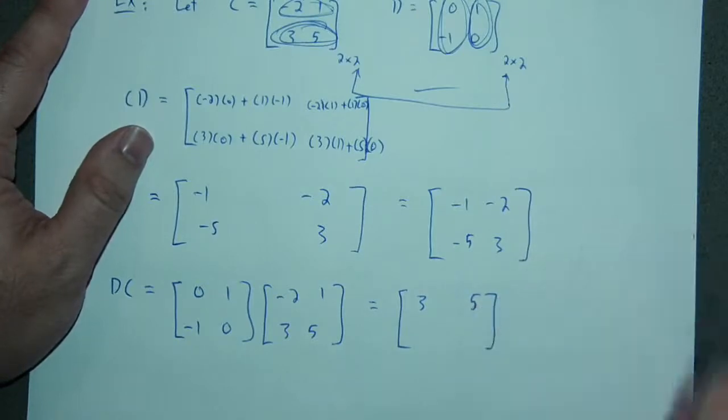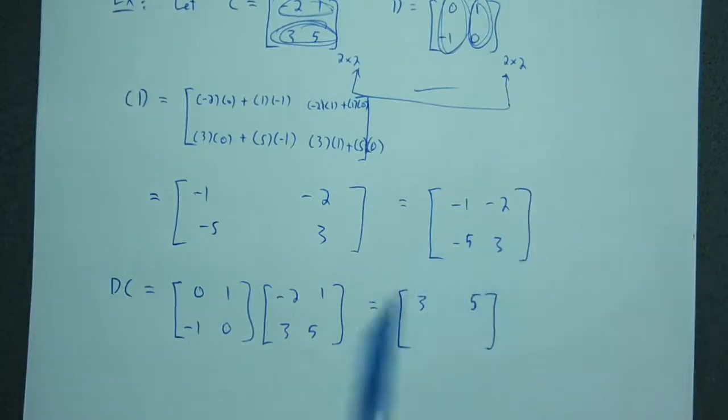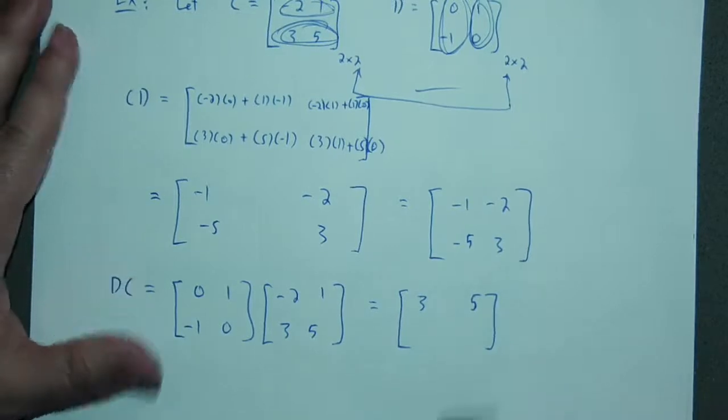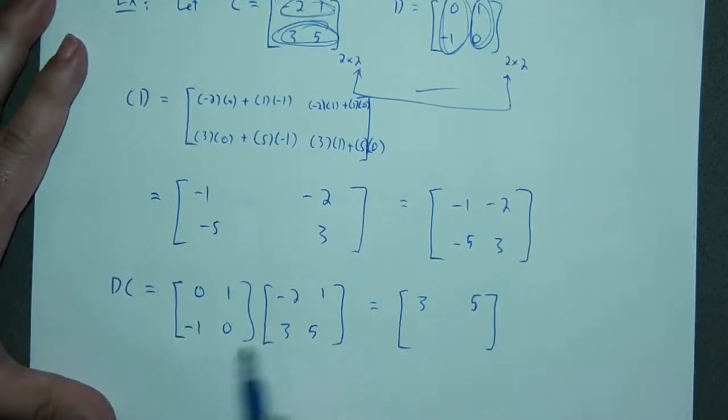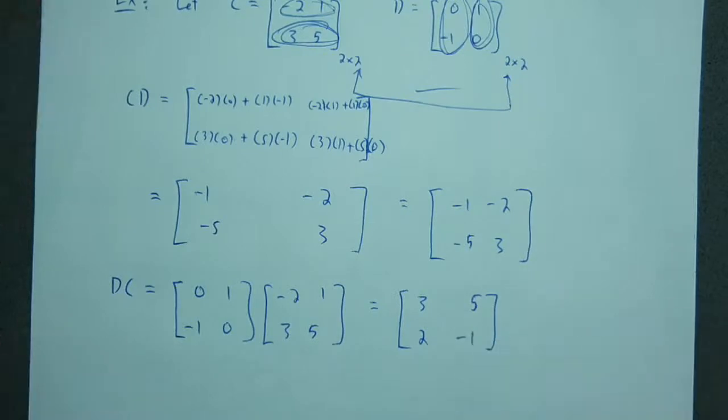Notice I could already stop and say that these two matrices aren't equal, but I'm going to keep going. So next in this slot, this is second row, first column. So this is minus 1 times minus 2, so that's 2, plus 0 times 3, so that's 2. And then lastly, I get minus 1 times 1 plus 0 times 5, so that's minus 1.